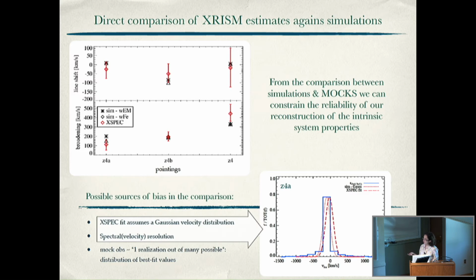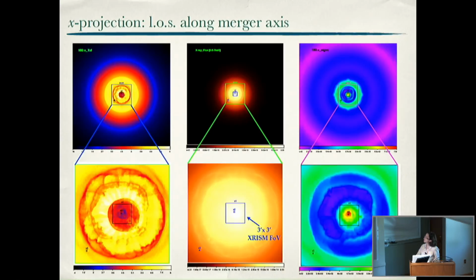Also, a caveat I want to mention is that with this kind of procedure, every time you generate a mock, you actually get one possible realization due to Poisson noise from the system. And in principle, you want to do many more just to constrain the best fit values and be sure that they are consistent with what you would expect.